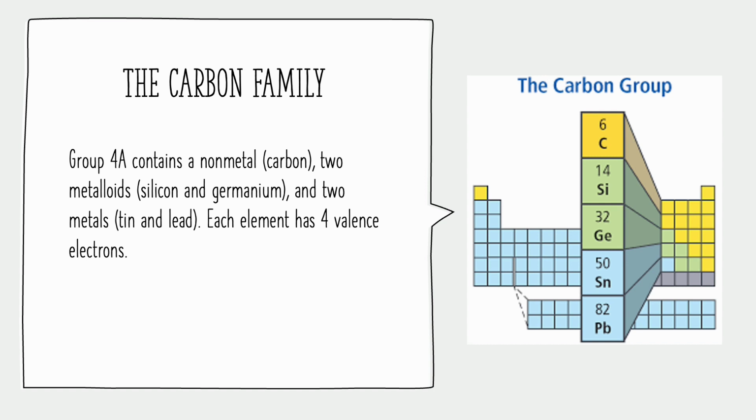The carbon family. Group 4A contains the nonmetal carbon, 2 metalloids, silicon and germanium, and 2 metals, tin and lead. Each element has 4 valence electrons. Notice that the metallic nature of the elements increases from top to bottom within the group. So germanium is a better conductor of electricity than silicon.